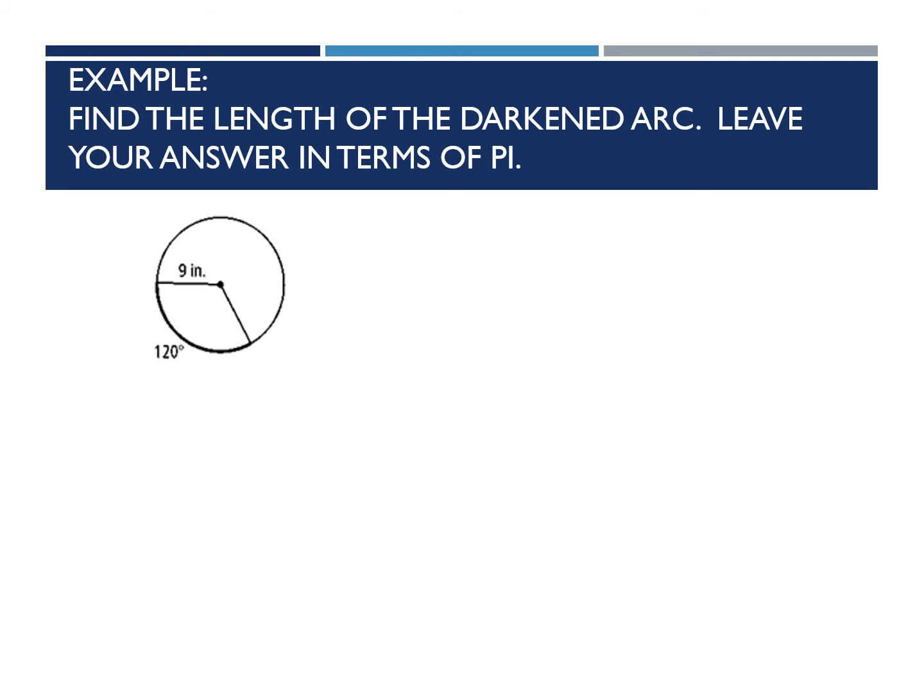So if I want to find the length of this darkened arc, which is this arc right here, the measurement of that arc is 120 degrees. So our length is going to be equal to 120 degrees over 360 times 2 pi r. So 2 times pi times the radius.